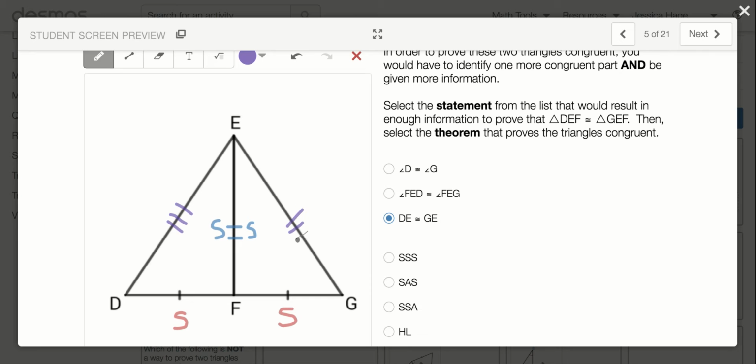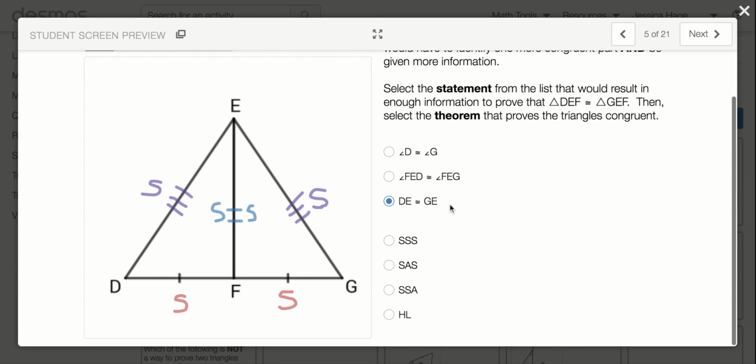Had they given us the angle around F, maybe it's 90, maybe it's not, we could have used side angle side. But in this case, for this question, we have side, side, side. So if you were looking at angle F as needing to be provided for side, side, side or side angle side, you were going in the right direction. It just was not a selection for us there. So that is side, side, side.